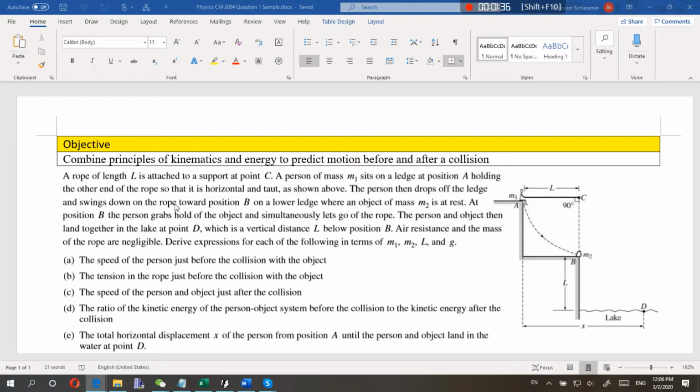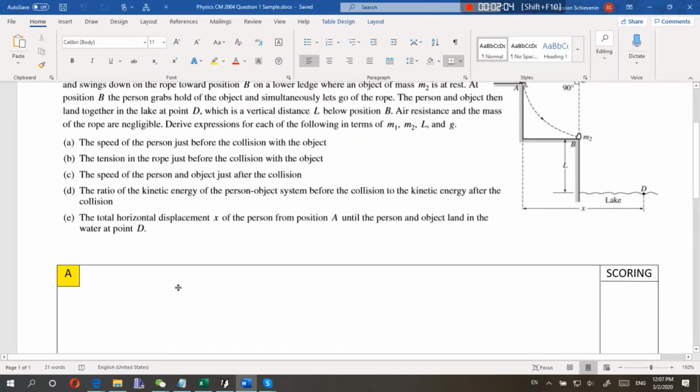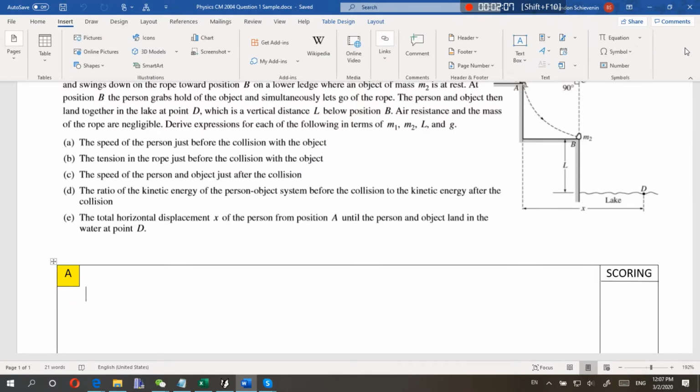Air resistance and mass of the rope are negligible. I want you to derive expressions in terms of the following variables: M1, M2, L, and G. So everything that we do has to be in terms of those 4 variables. Okay, firstly, I want the speed of the person, so first object, just before the collision with the second object. So that's conservation of energy. Okay, perfect. So I need an energy statement then.